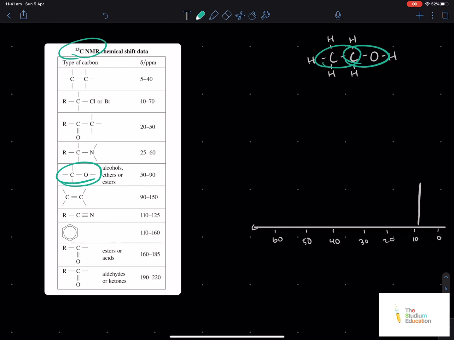So what does that mean? That means it will be all the way here somewhere, in this 50 to 90 range. And why is that? As we explored earlier, it's because of this electronegative atom. It's because of this oxygen that pulls away some of the electrons. So this carbon doesn't get as much electron shielding, so it's more exposed. The CH2 group is much more exposed to the magnetic field, and so it will have a much higher energy difference, which means it will release much more energy, leading to a larger chemical shift.